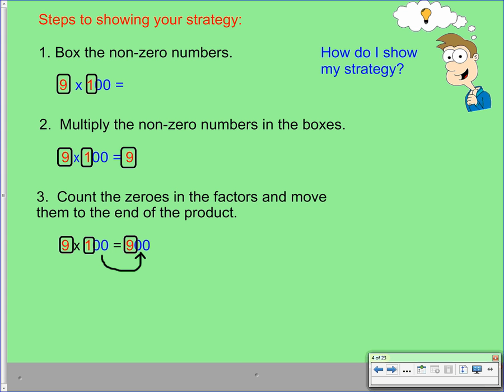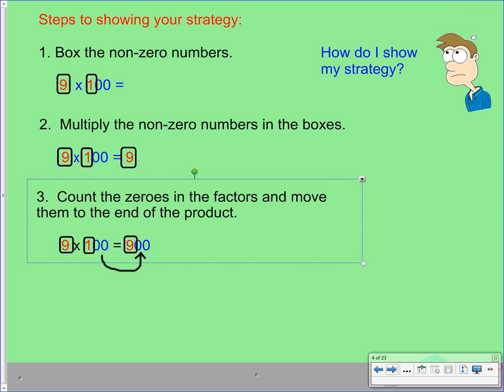So here are our strategies for multiplying by tens and 100s. The first thing that we do is we box in our non-zero numbers. There we go. And we multiply those two numbers together. So 9 times 1 equals 9. Then we count the zeros in the factors and move them to the end of the product. Here I have 2 zeros. I'm moving them to the end. So 9 times 100 ends up being 900.